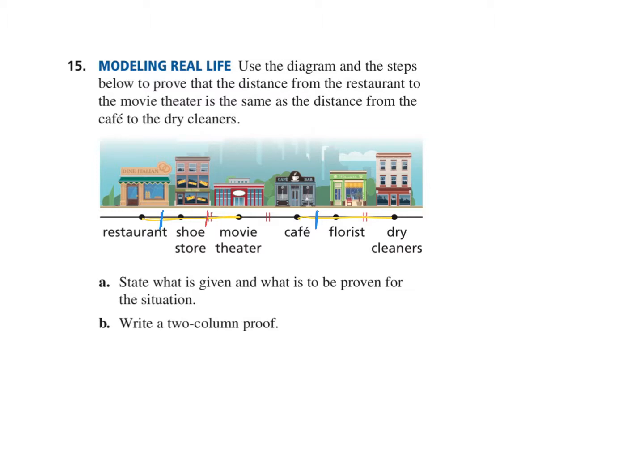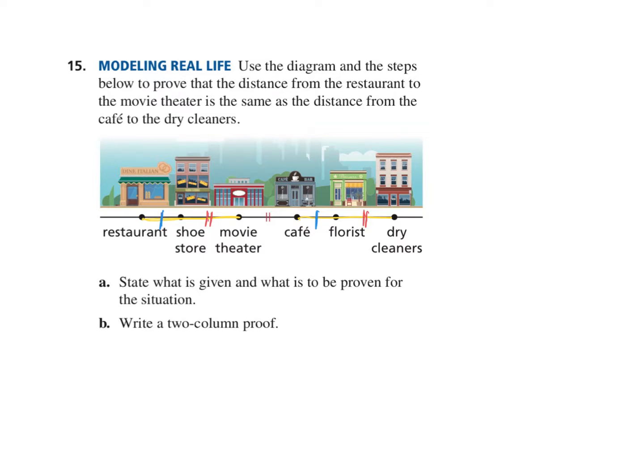And then we have two hash marks and two hash marks. Those two are the same. So if you do segment addition, you therefore can prove that those two are equal. We know they're equal. It's logical, but this is about proving what it is you're saying. So do we have enough information? We certainly do. State what is given and what is to be proven for the situation.